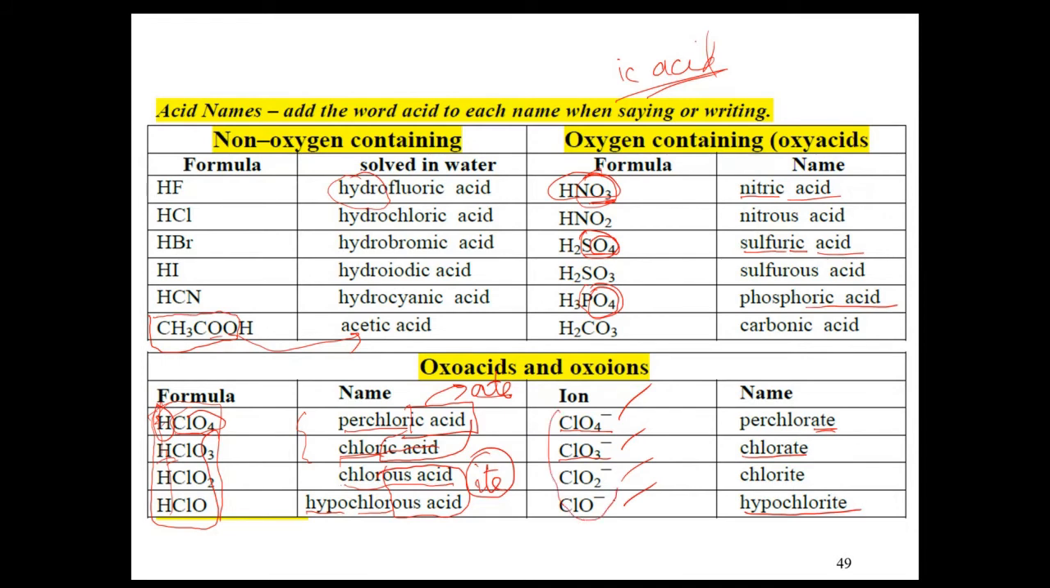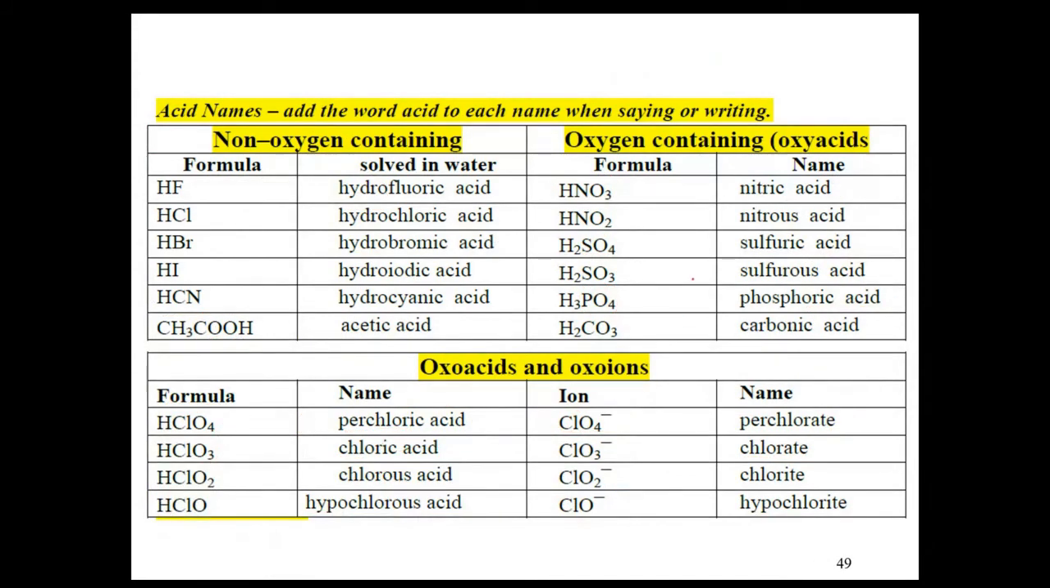So we are talking about this one now. What should be its name? It is perchlorate, chlorate, chlorite, hypochlorite. Understand? Okay. You can revise it. If you find any difficulty, you can let me know.